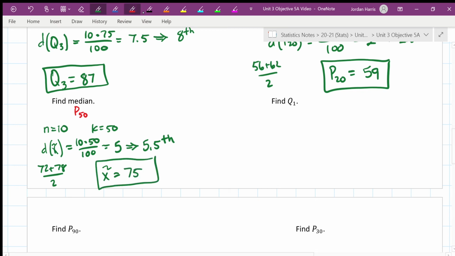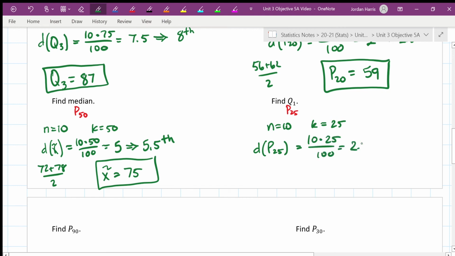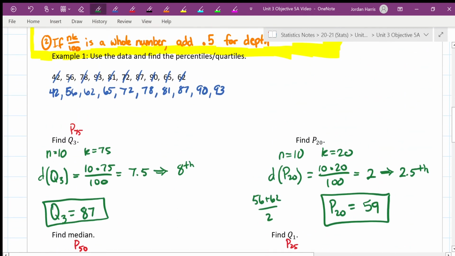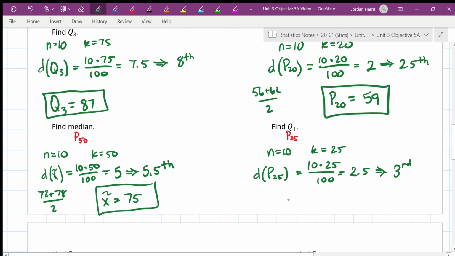Okay, Q1, that is the 25th percentile. So n happens to be 10, because that's how many data points. K is 25. The depth of the 25th percentile is n times k divided by 100. So it's 2.5, which we have to follow our rule. Since it's a decimal, next whole number is the third. So I get the third number. 1, 2, 3, 62 is my Q1.